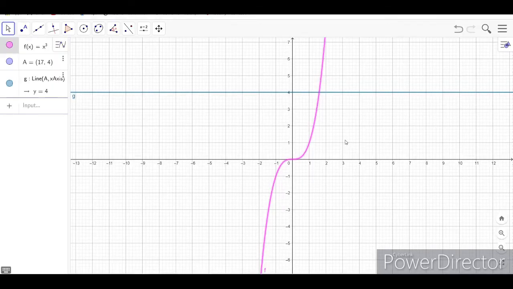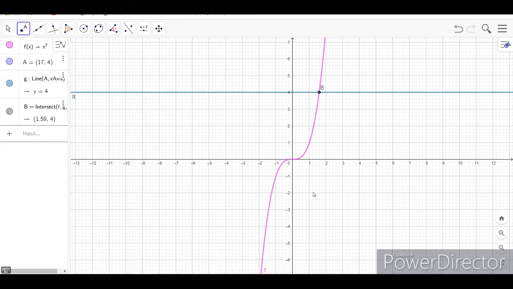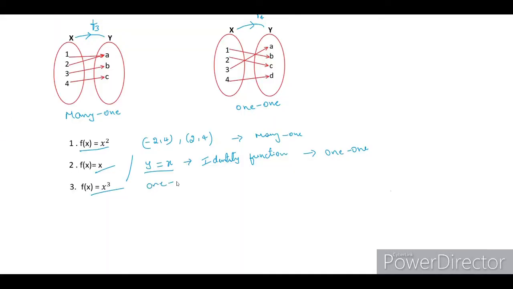This is the graph of y is equal to x cube. Here again I have drawn a line parallel to x-axis which is above x-axis. I could have drawn the line below x-axis also. In that case also it would have met the curve only at one point. The parallel line is meeting the curve at only one point, which is B. So again in this case it is 1, 1 mapping.